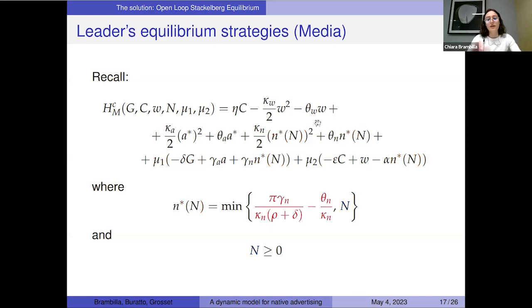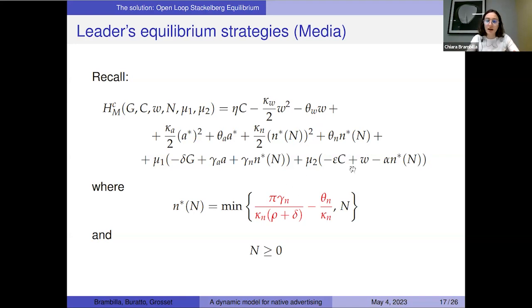And what I want everyone to focus on now is this positive cost and value that I highlighted in red. Because whenever capital N is greater than this cost and value, then the native advertising flow of the firm is going to be this cost and value. While if capital N is lower than this cost and value, of course, the native advertising flow will coincide with capital N. So this constant value is very important.